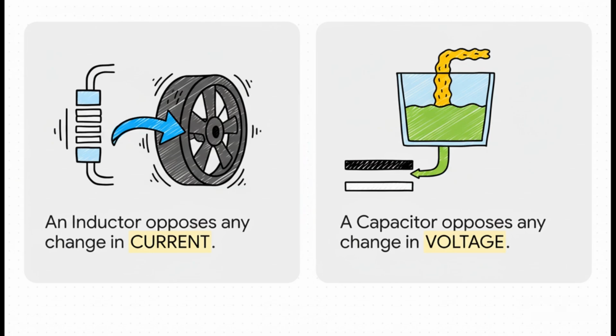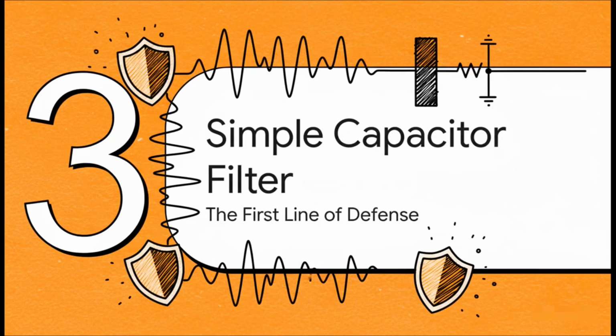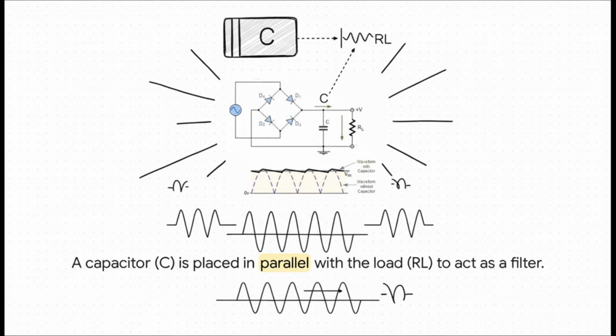A capacitor, on the other hand, resists any change in voltage. It's more like a small water tank that can absorb any sudden surges and then release water during dips to keep the pressure steady. Okay, let's put these tools to work. We're going to start with the most common and straightforward approach, the simple capacitor filter. Just think of it as our first line of defense against that nasty ripple. Here's the circuit, and it is beautifully simple.